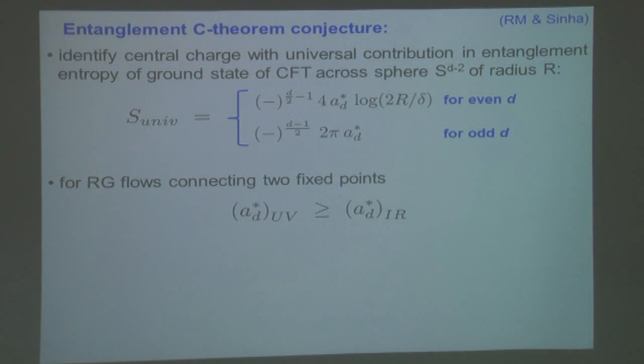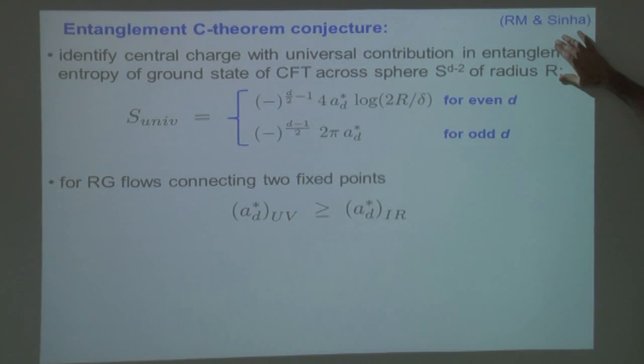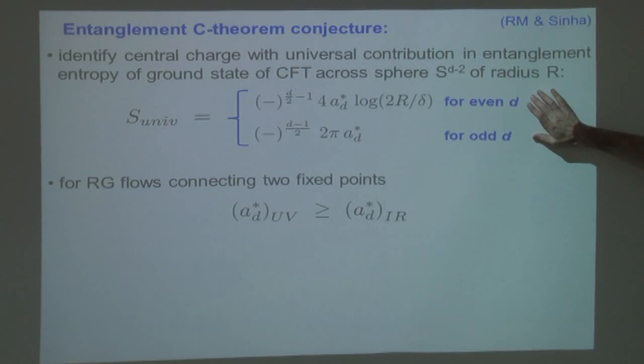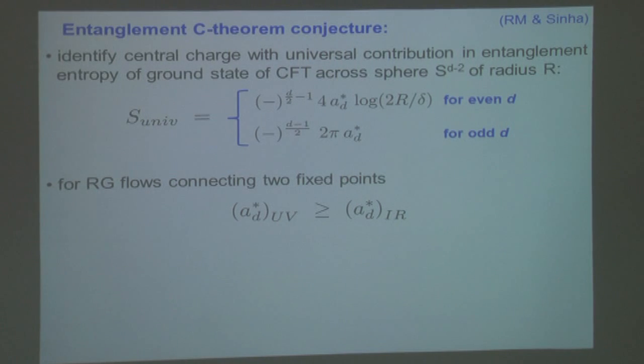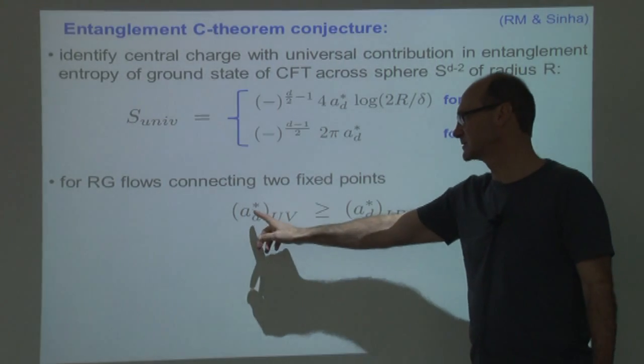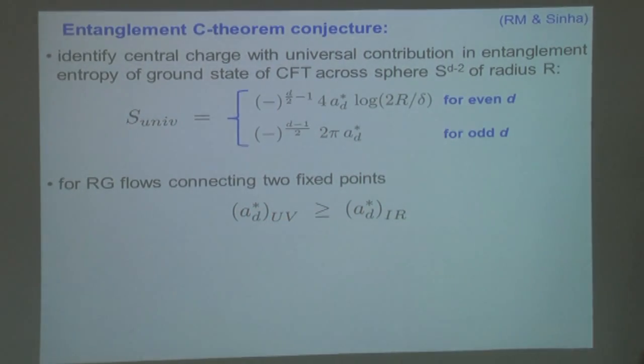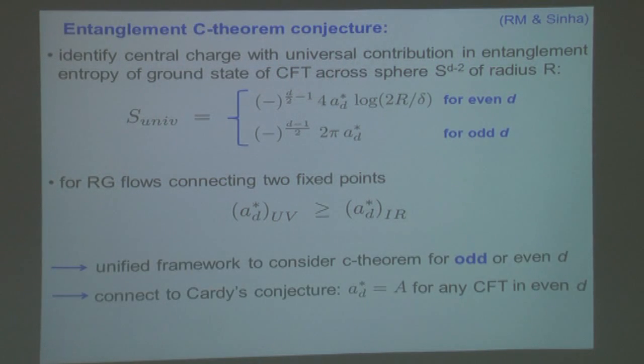And so what we're saying is you can, in any number of dimensions, look at this problem of calculating entanglement entropy. That will let you identify a certain quantity in a CFT. And if I think about RG flows connecting two CFTs, I'll find that that quantity is always bigger at the UV end than it is at the IR end. And this then is a framework that unifies both odd and even dimensions.